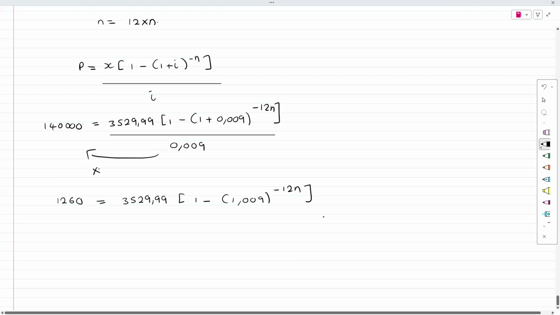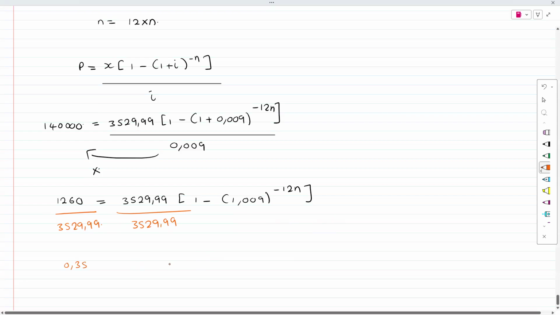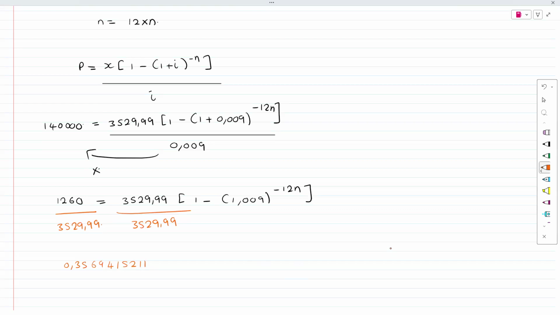It just works. We're going to take this over as division. 3529.99 divided by 3529.99. Okay. For this part, I ended up with 0,35, and I got 69415211. And that equals 1 minus this nonsense here.